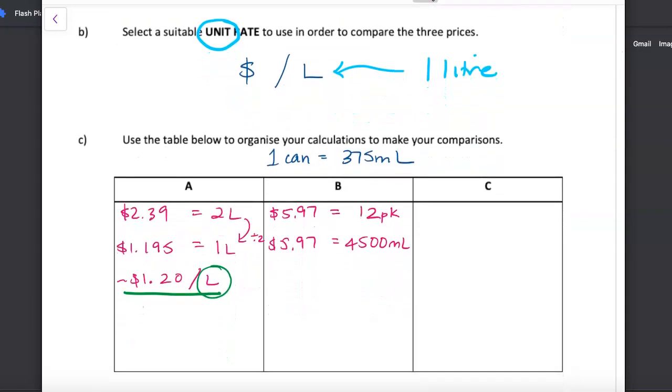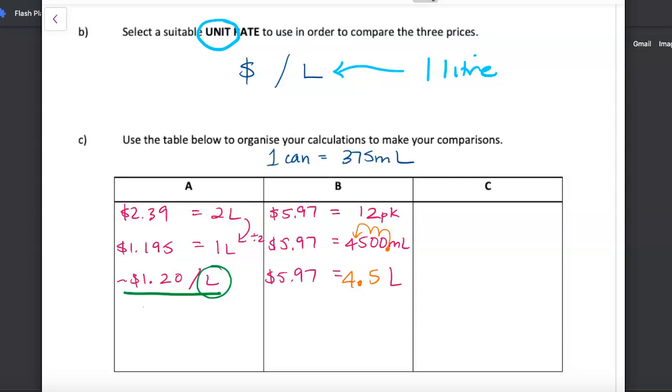So to get from 4,500 millilitres to a litre, I'm going to divide by 1,000 because there are 1,000 millilitres in every litre. So putting in my decimal point at the end here, I'm going to divide by 1,000 and drop my decimal point to be 4.5 litres. My price is still $5.97 because I haven't reduced how much Coca-Cola I'm purchasing. I've just changed the way I'm describing its amount.